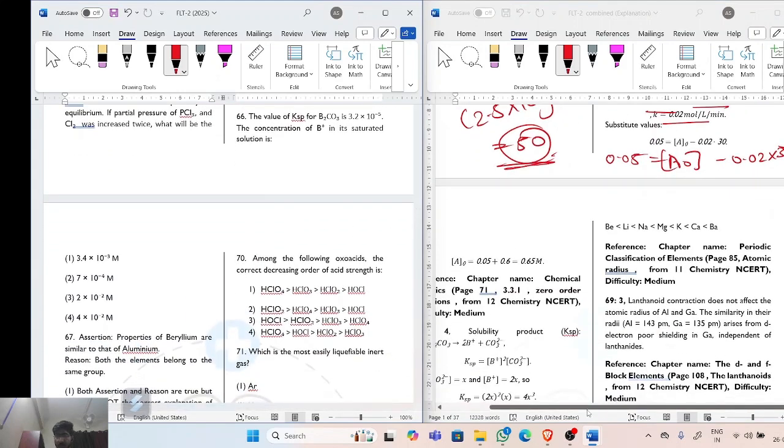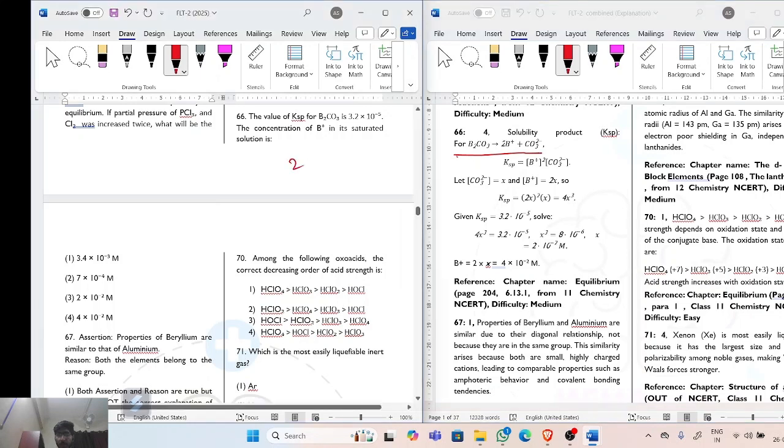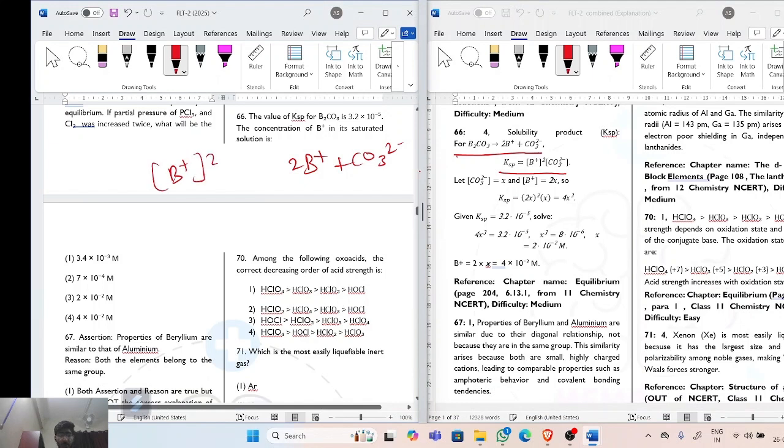Now comes question number 66. The value of Ksp for B2CO3 is 3.2 into 10 raised to the power minus 5. The concentration of B plus in its saturated solution is? Now the solubility product Ksp for B2CO3 is this. It will break into 2B plus and the carbonate ion. The Ksp value will be B plus whole squared into the carbonate concentration.